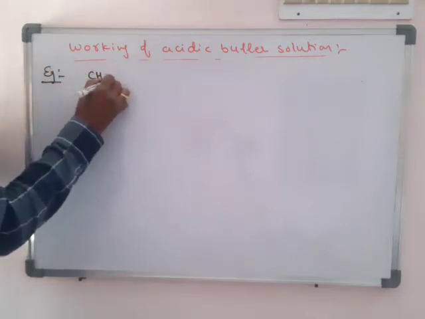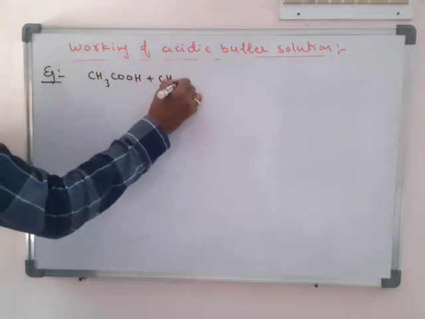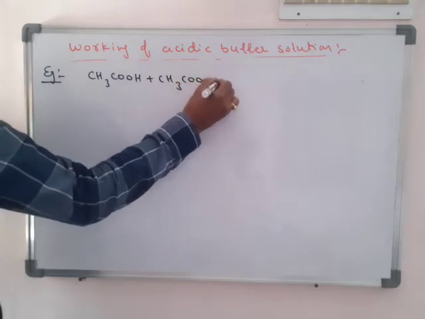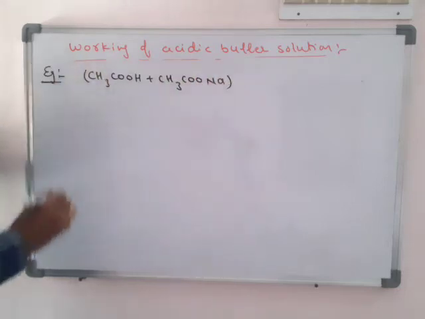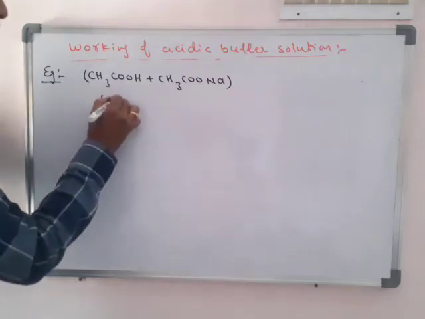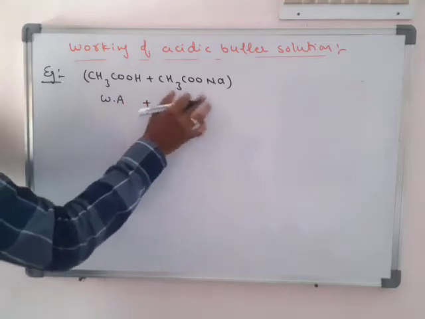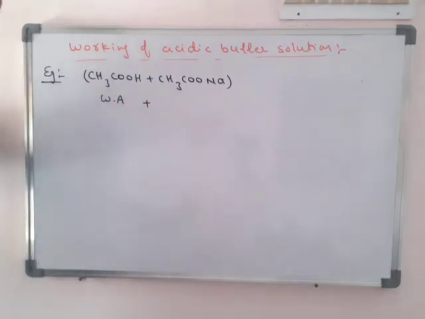Take an example, CH3COOH and CH3COONa. This is the best example for a buffer solution, an acidic buffer solution. We know that it is a weak acid plus the salt of that weak acid with a strong base, which means it is an acidic buffer.